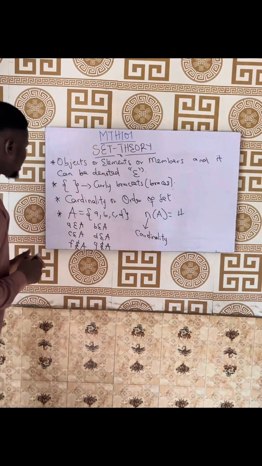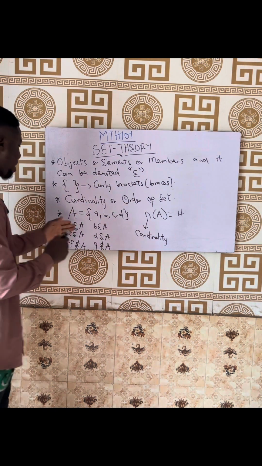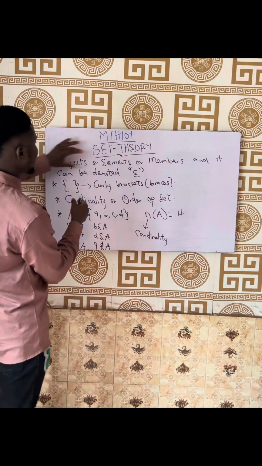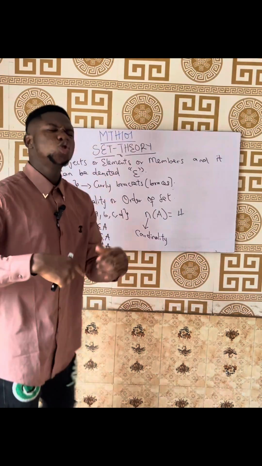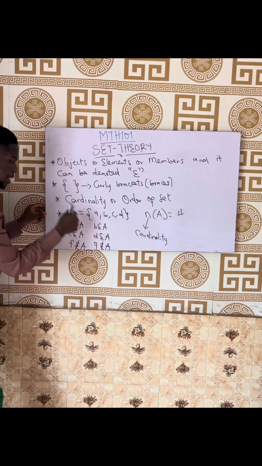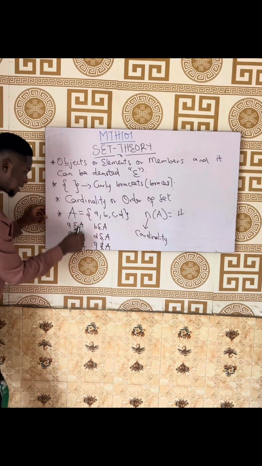What we mean is that this sign simply means member or belong. So we can say that another term for object is element or member, or we use the term belong. We can say that a belongs to this set A, b belongs to this set A, c belongs to this set A.